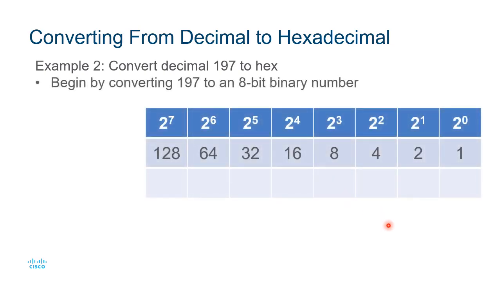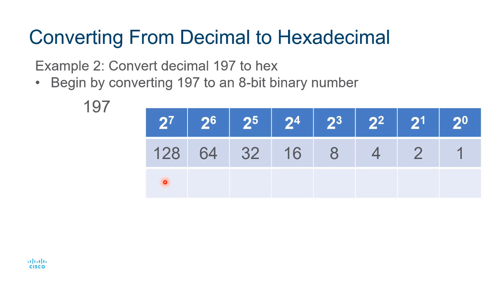Here I've drawn out the first 8 place values of the binary number system. We need to find out what combination of these place values adds up to 197. I'll begin by writing 197 on the left side, and starting at the left, if the place value is equal to or less than this number, I'll put a 1 under it and subtract it, and if it's greater, I'll put a 0 under it and move to the next place value.